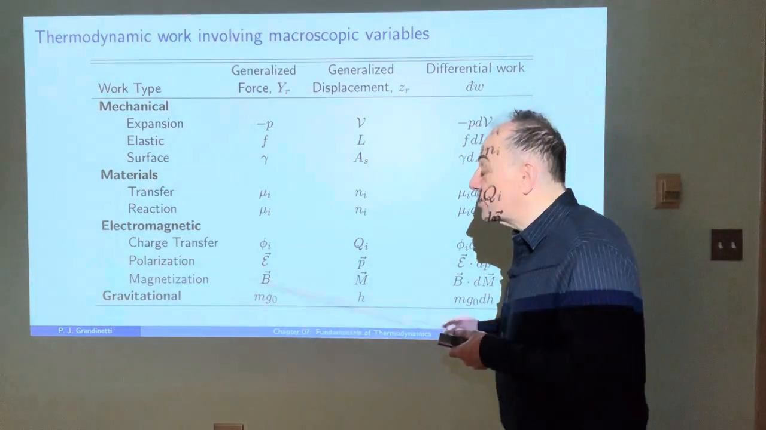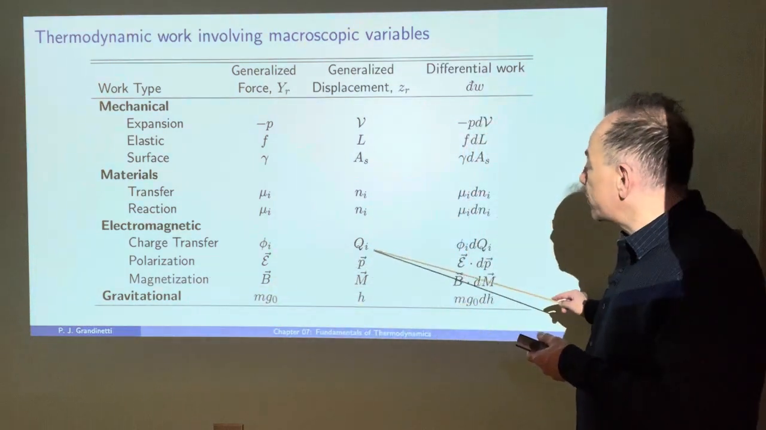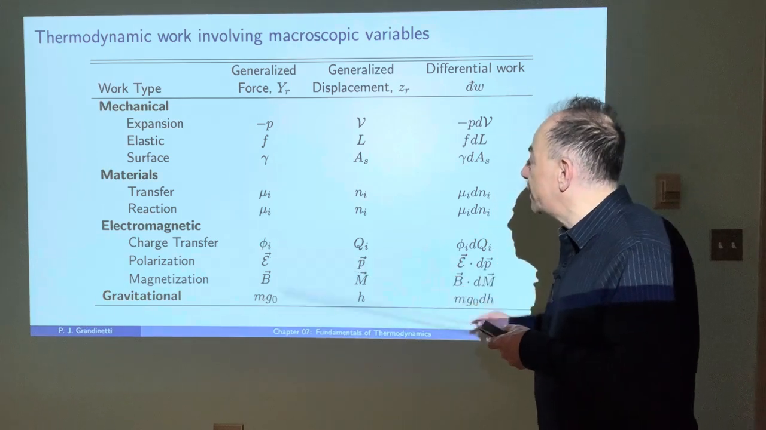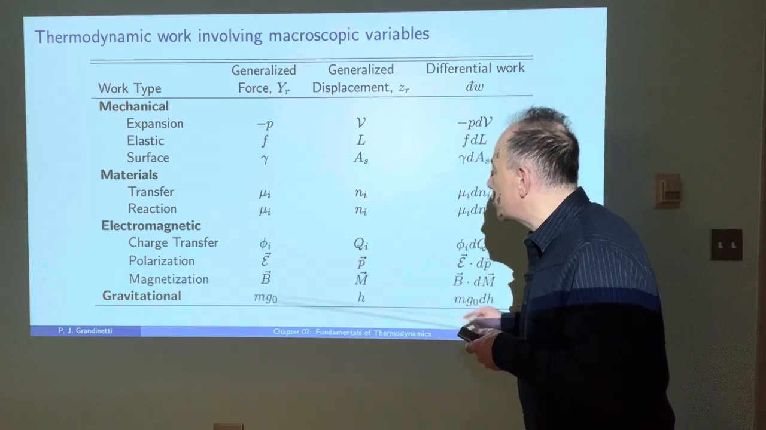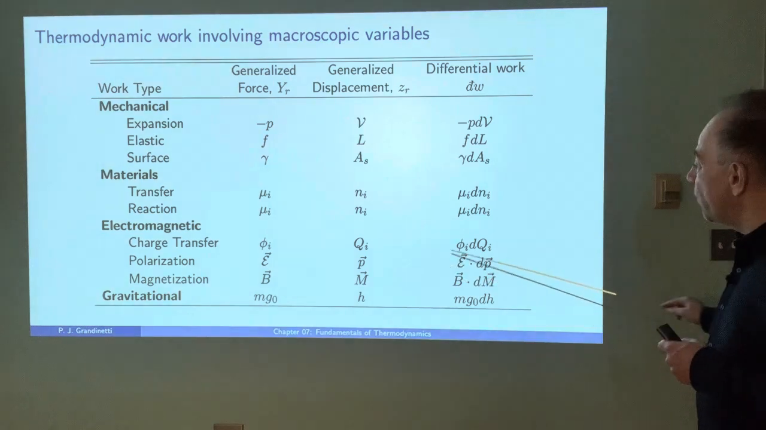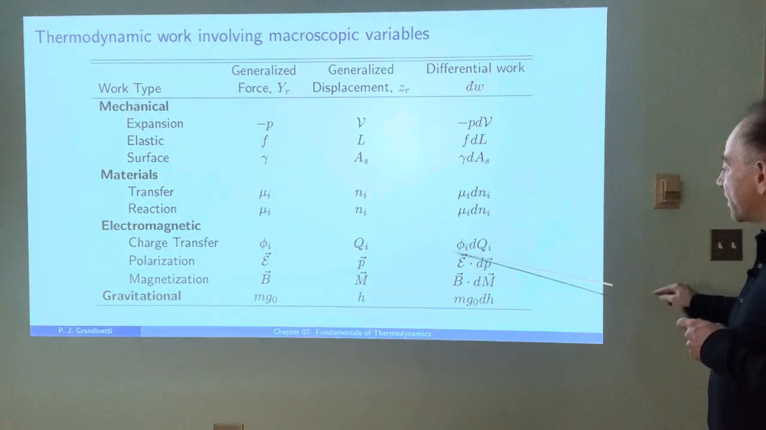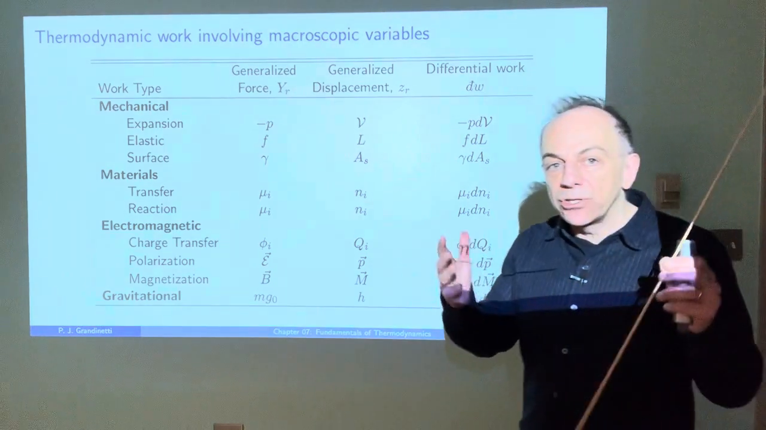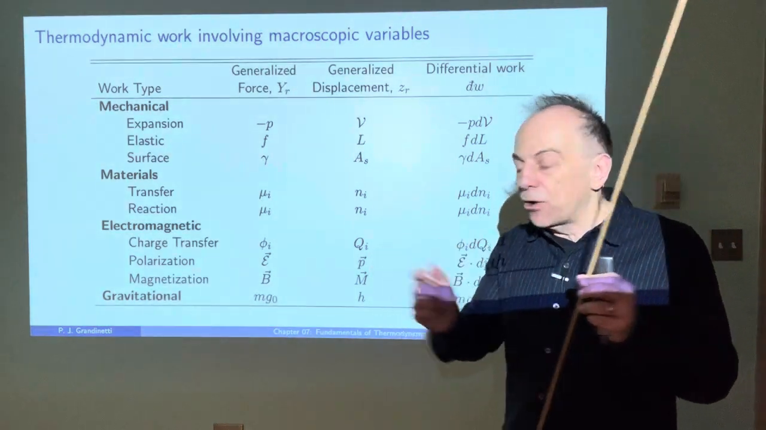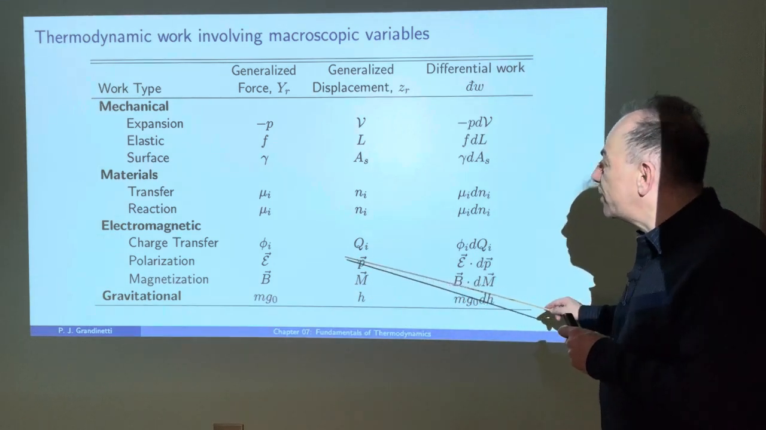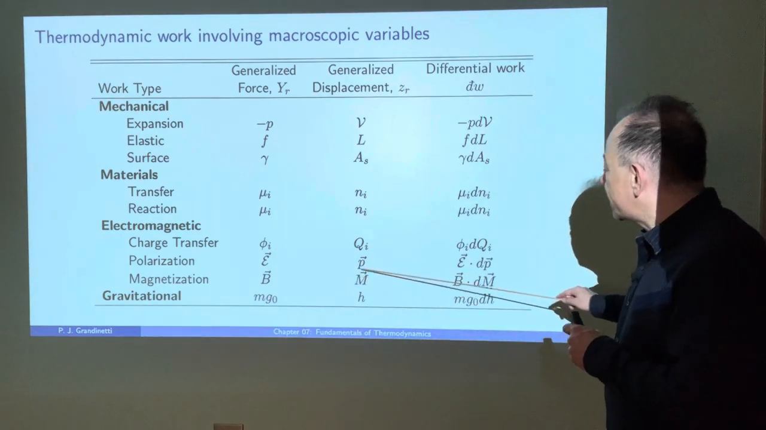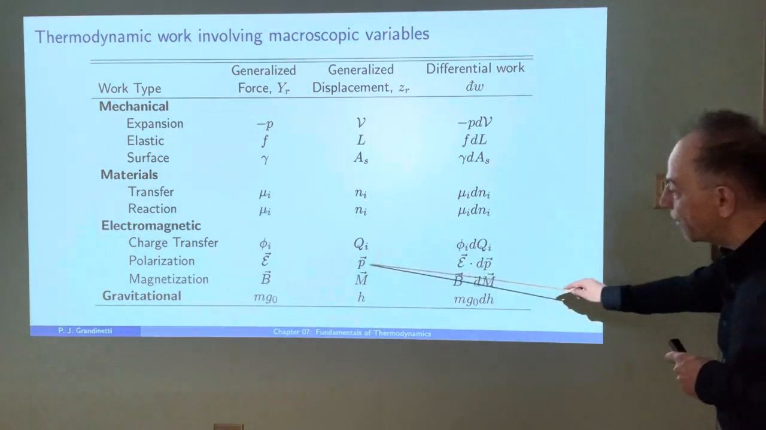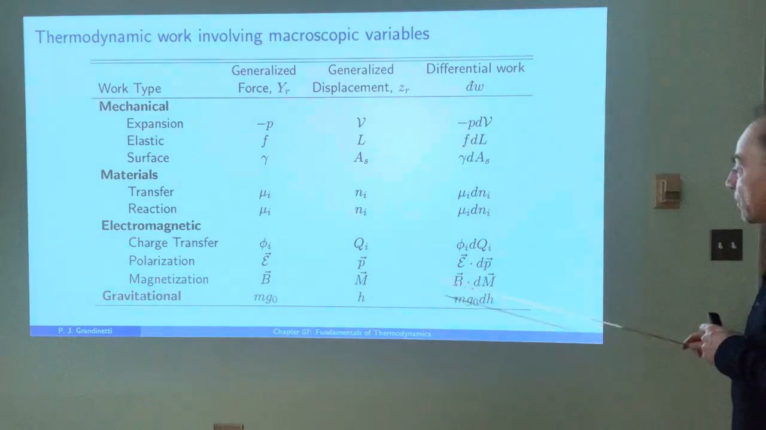And we can also have work associated with fields. So we can have, for example, a change in the charge of the system, and there'll be the electrostatic potential that is moving this charge. So we can have phi times dQ, which is our differential work associated with the electrostatic potential that's moving charge across the boundary. We can have polarization. So if we apply an electric field and we polarize the sample, then there'll be work associated with polarizing the sample, which is E dot dP. This is not pressure. This is polarization, electric polarization.